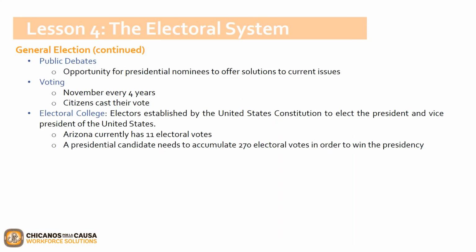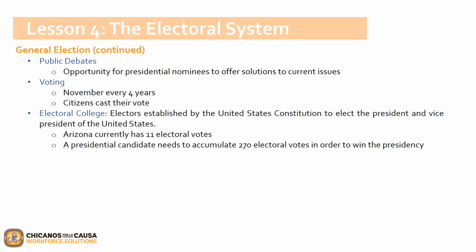It is also important for the nation to learn about the nominees and their ideas for national issues and how they compare to the other nominees. In order to hear all candidates, they engage in public debates where all presidential candidates speak about their solutions to issues that the nation is facing. In the general election that occurs every 4 years in November, citizens engage in their civil right to vote and choose a president that will guide the nation for the next 4 years.